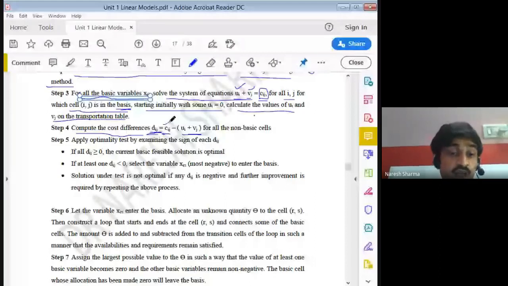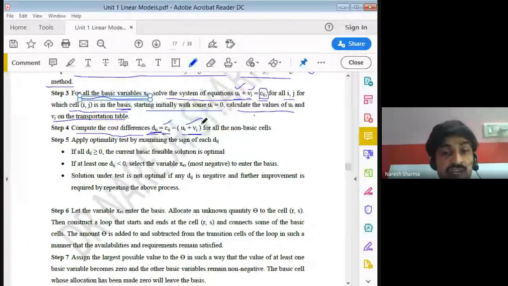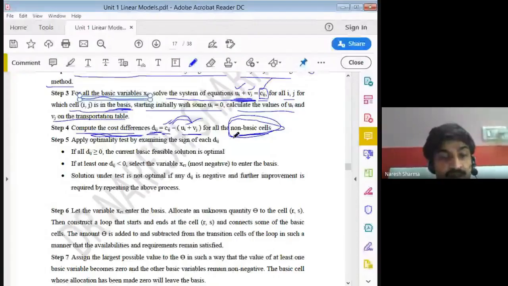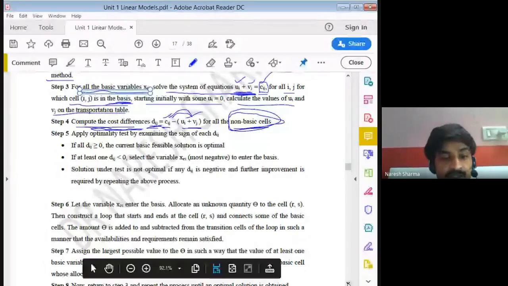Now you may have one question in your mind. If u plus v is equal to c, then it should be 0. But we require to calculate this dij for non-basic cells, while we calculate ui plus vj from all the basic cells. Here we calculate from the basic cells, but we apply the dij on the non-basic cells only. So let us check how we can do this. We can go to the example. So this is our example.